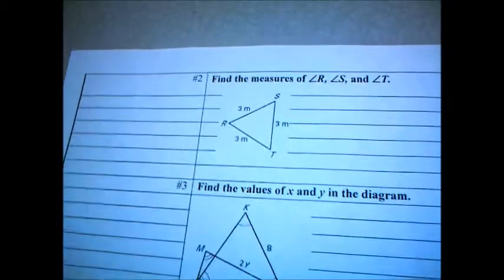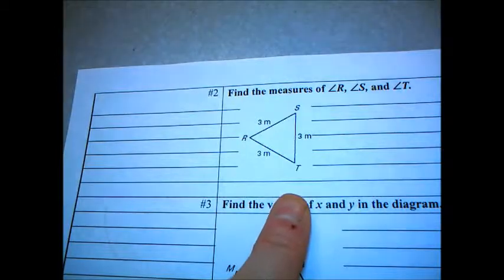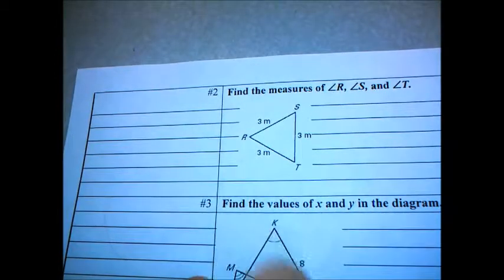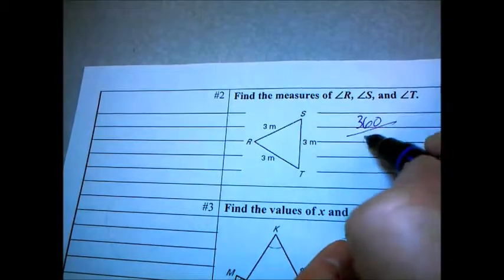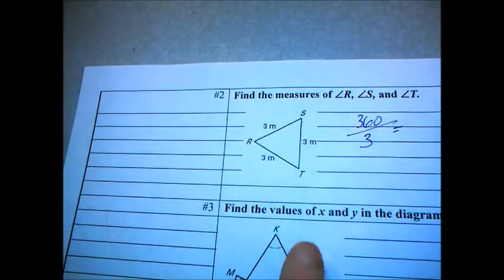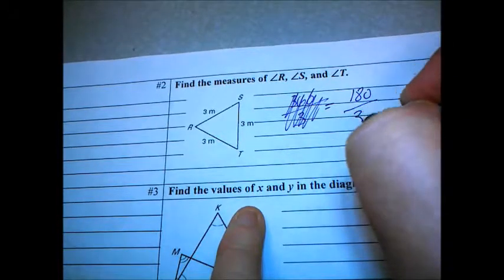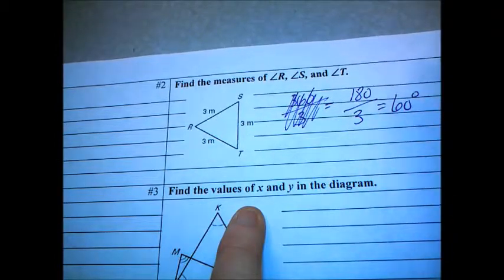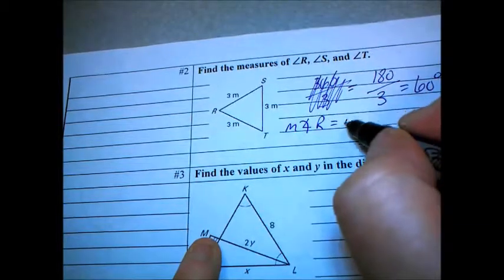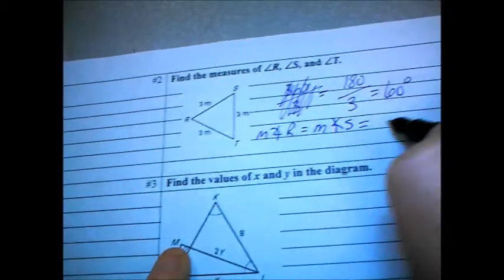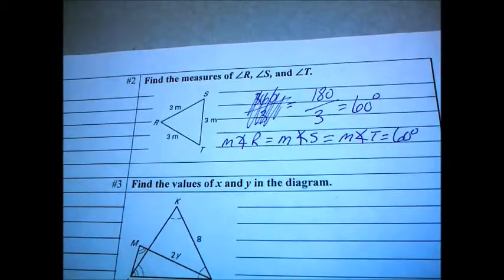On the back side it says, find the measure of the angles if you have an equilateral triangle. Remember, all of the angles of a triangle add to a total of 360 degrees. So if I divide that by 3, oh, I'm sorry, that's a circle. That'd be 180 divided by 3. That means each one is 60 degrees. So the measure of angle R is going to equal the measure of angle S, which equals the measure of angle T, which all equal 60 degrees.